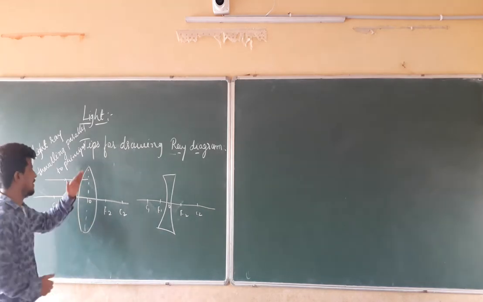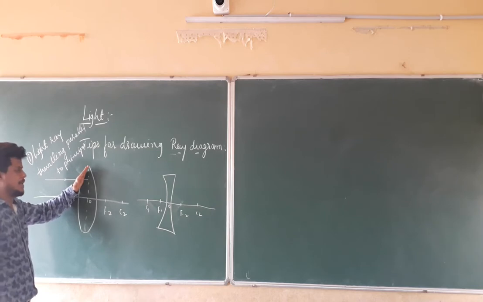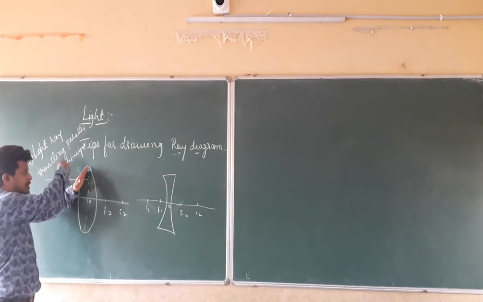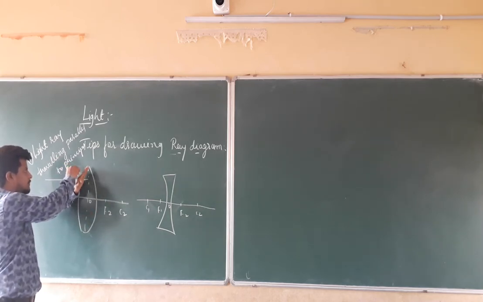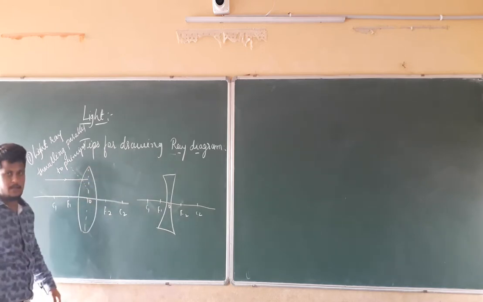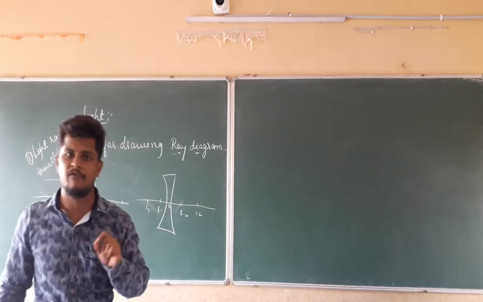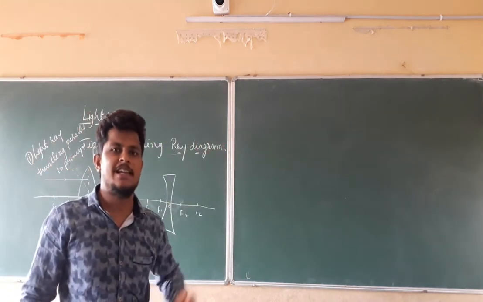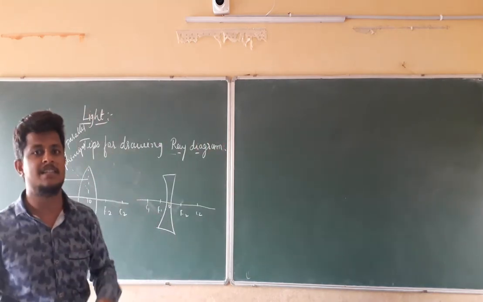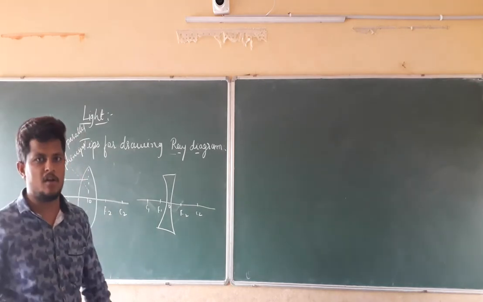When you apply the laws of refraction, this will be the normal in this direction. This will be the normal. If you remember the previous classes, the light ray which is traveling from the rarer medium to the denser medium always bends towards the normal.